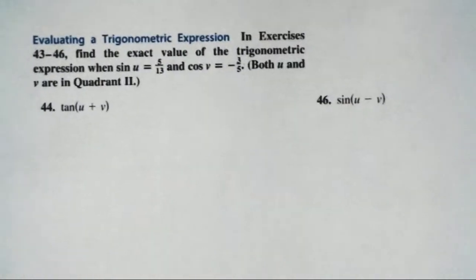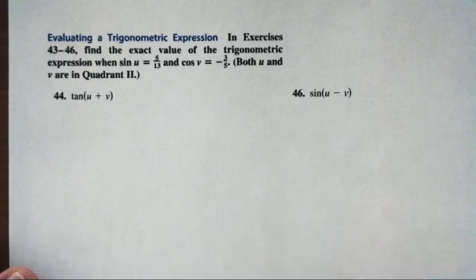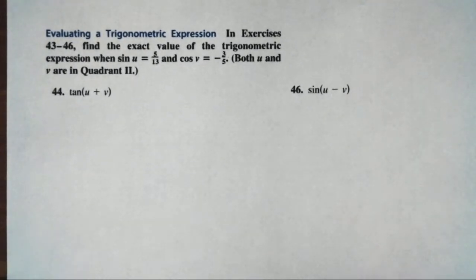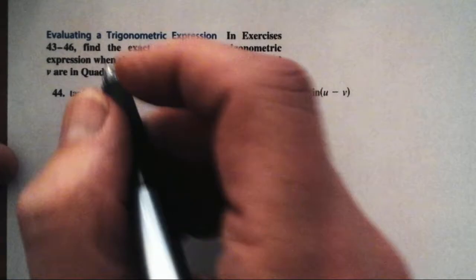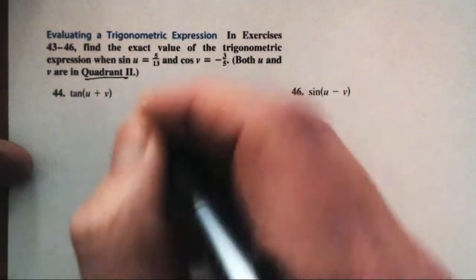Let's take a look at these two, and then we're going to split this into a couple different videos. In exercises 43 and 46, find the exact value of the trig function expressions where sine of u is 5/13 and cosine of v is negative 3/5. Both u and v are in quadrant 2. That is begging us to draw a picture.